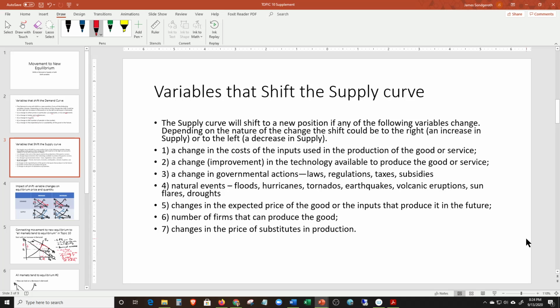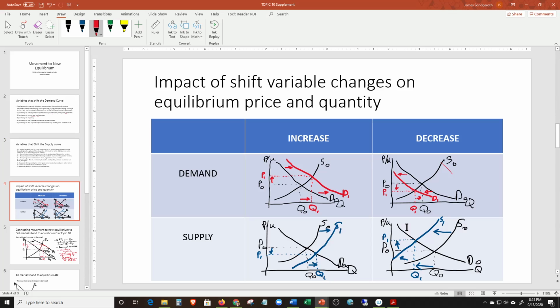Changes in the price of substitutes in production. So if the price of a substitute in production went up, that would shift the supply curve to the left of this good. But if it went down, it would shift it to the right. Okay, so you have to follow each of these through and be pretty flexible and innovative in following them.